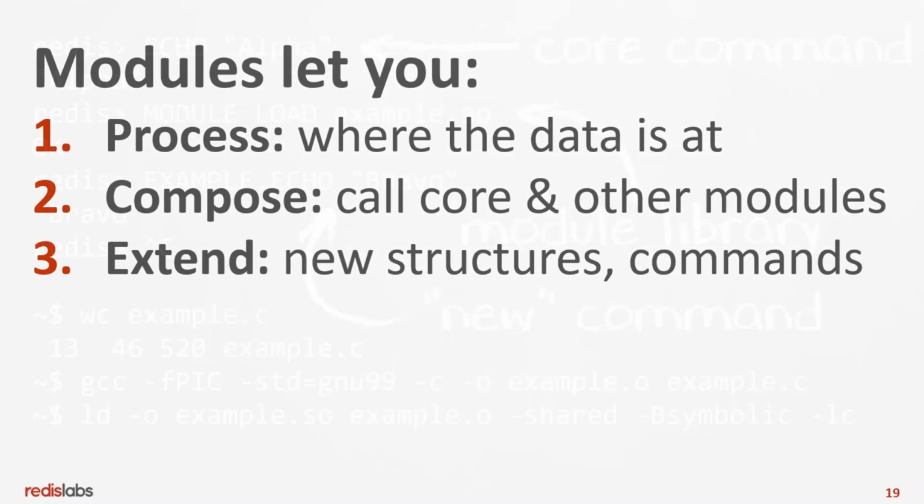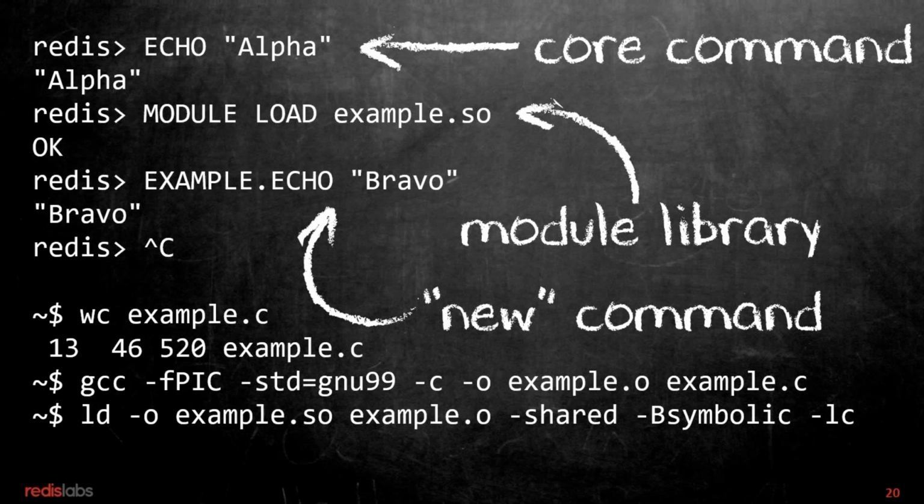This is a very top-level example of what a module looks like. We're back again in the Redis CLI, the Redis command line interface. And what I'm showing you here is a comparison between two commands. One of them is a core Redis command. The other is a module command, a command that was implemented using a module. So the core command is called echo. It's a Redis command which basically just repeats whatever you send it. So you can see that when I say echo alpha, Redis responds with alpha to me.